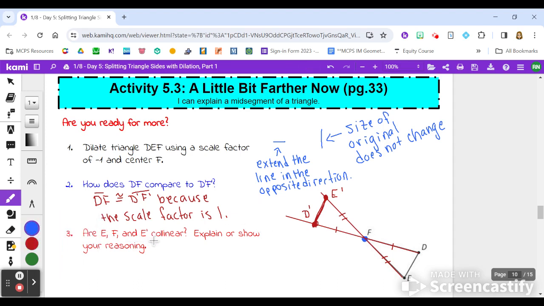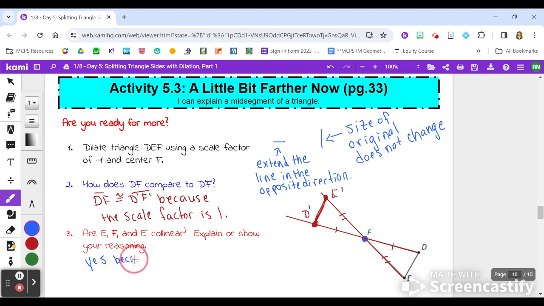Are E, F, and E prime collinear? Explain or show your reasoning. So collinear means together on a line. So E, F, and E prime. Yes. Anytime you have a dilation, your original image, your center of dilation, and your image point are always on the same line. It doesn't matter if you have a positive or a negative dilation. The negative just means you're going in the opposite direction.